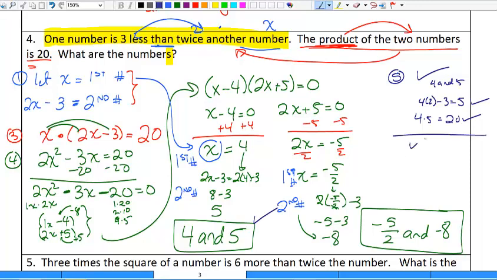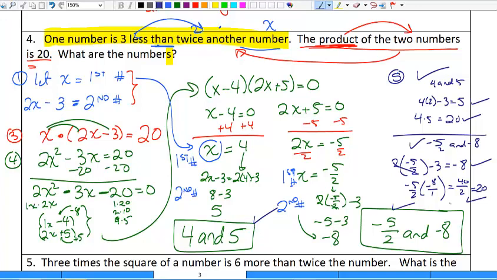Let's now check negative 5 halves and negative 8. Alright, if I take one of those numbers, negative 5 halves, and I'm doubling it, less 3, that gets me negative 5 minus 3, or negative 8. Okay, that first sentence works. Is the product negative 5 halves times negative 8 equal to 20? I don't know. Negative times a negative is a positive. 5 times 8 is 40. 40 over 2, that is 20. It works. So both of these answers do work.